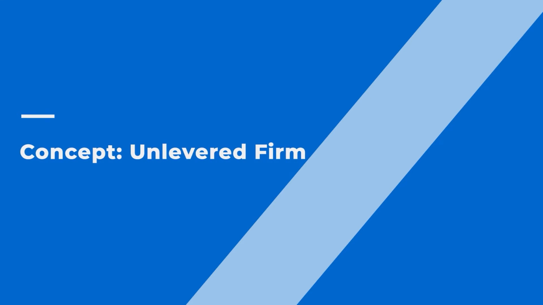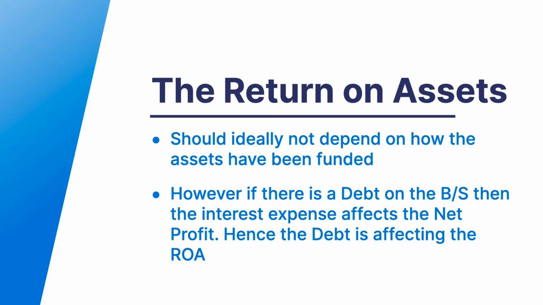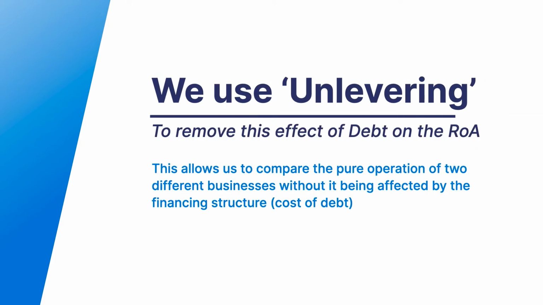Now, for a business, the return on assets indicates the profitability that the firm achieves on its entire assets. And this is irrespective of how the assets have been financed, whether a combination of debt and equity, or only equity. So to understand this metric, it should not be affected by the cost of the debt, that is the interest expense. Therefore, we do something that is called unlevering. We unlever the business by assuming that there is no debt on the balance sheet. Now, this helps us to compare the profitability of two businesses in the same industry, without letting it be affected by the financing structure.